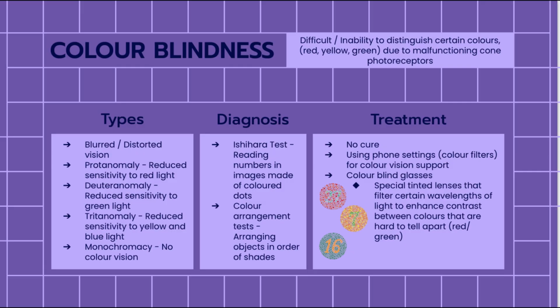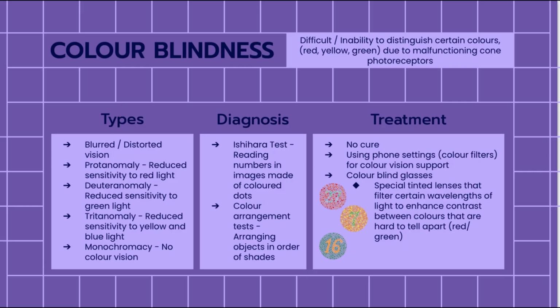Colour blindness can be diagnosed with 2 different tests. The Ishihara test, which sounds complicated, but it's simply just reading numbers in an image made of coloured dots. Or they may ask the person to do a colour arrangement test, where they will ask them to arrange objects in order of shades and colours.